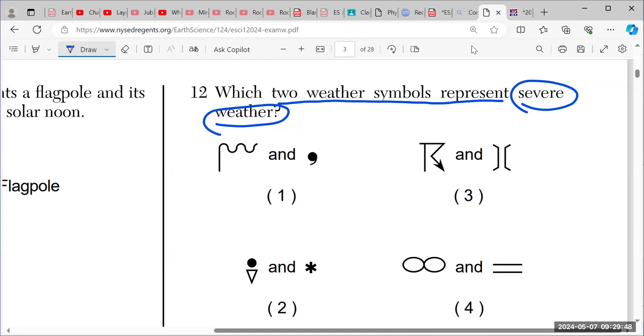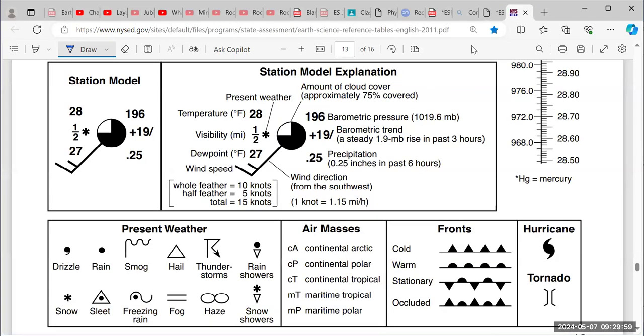And so when I'm looking at these weather symbols, there is one page on the reference tables that talks about these weather symbols. What page, everybody? Page 13. And take a look at the present weather, and the weather symbols that are here. And we also have some weather symbols that are located here as well. When I'm looking at some severe weather symbols, I definitely can highlight thunderstorms, can definitely be one. I could even say hail. I definitely can say hurricanes, tornadoes as well.